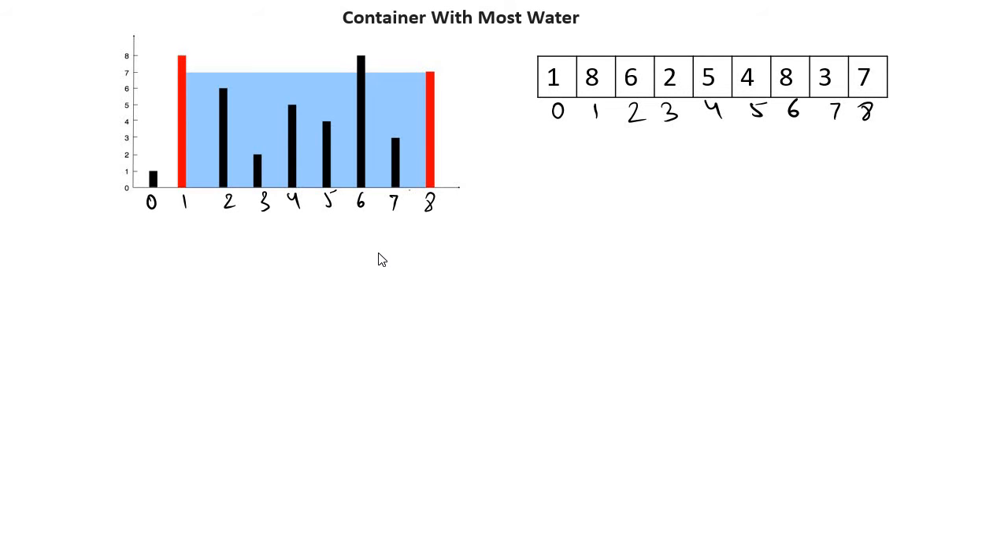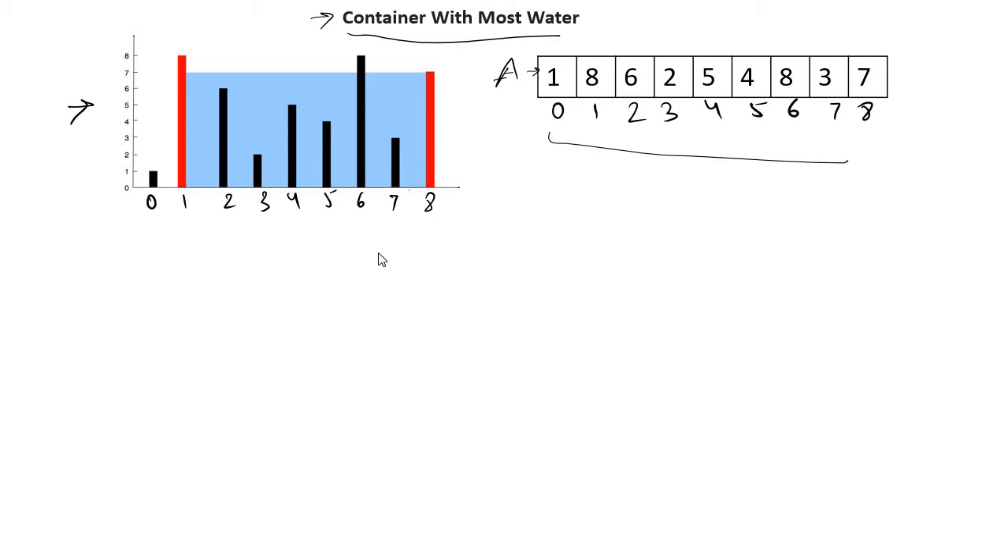Hello, so today we are going to solve the question which is container with most water. We are given an array, let's suppose A, which is the heights of the bars, and we have to find the maximum water contained between any two bars of the given heights.